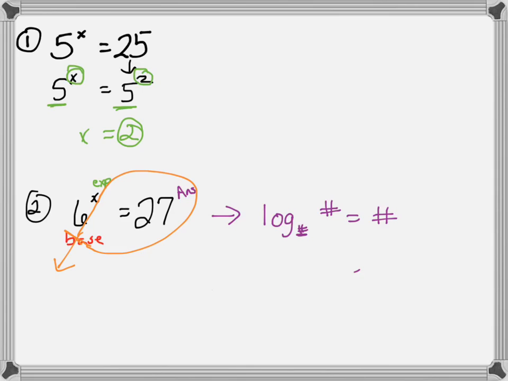That base number, in this case, is a 6. So I'm going to write this number as 6. The next number you're going to get to is going to be the answer. And so the next spot, I'm going to write 27 is equal to the last spot, the x. And so the base of your exponential and your logarithm are going to match. So the base is the base. The other 2 numbers just switch locations.